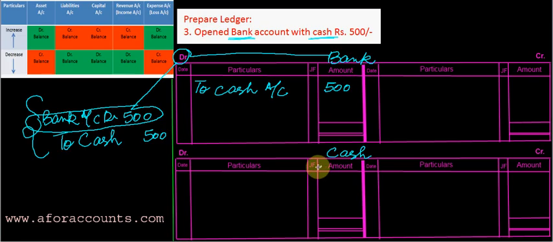Now next, cash account. In cash, what will you write? In the credit side, you will write by bank 500. Mention the date, make the totals, and find out the balance.